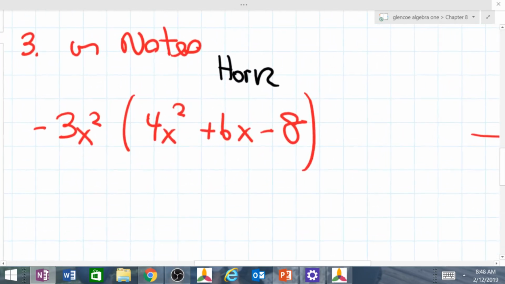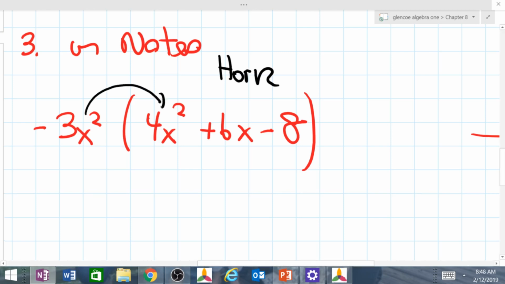And how many people feel more comfortable with multiplying by just using the old-fashioned method, distributive property, horizontal method? Okay, I'm going to stick with that for the rest of this lesson since most of you feel most comfortable with that, and we've been doing this already this year.